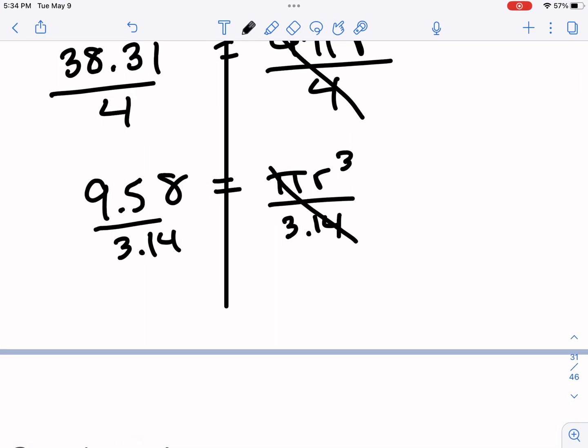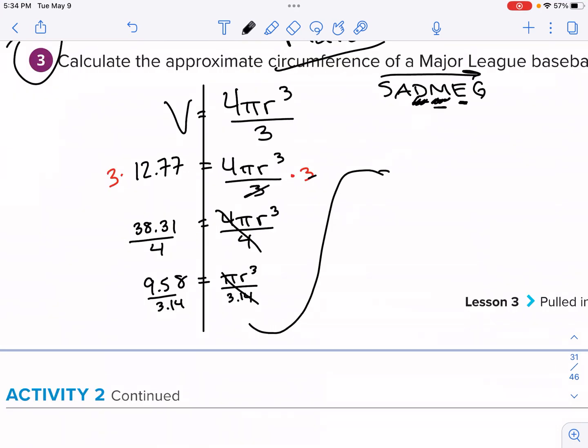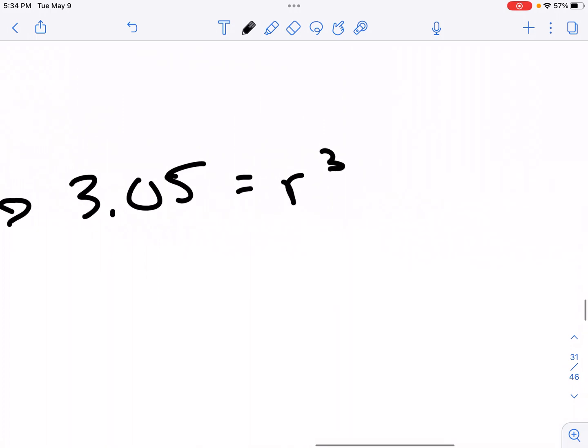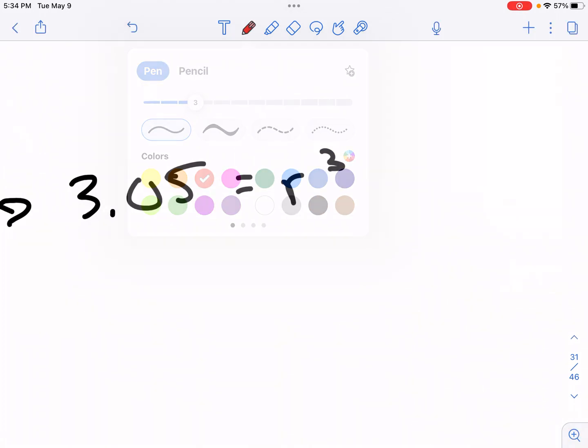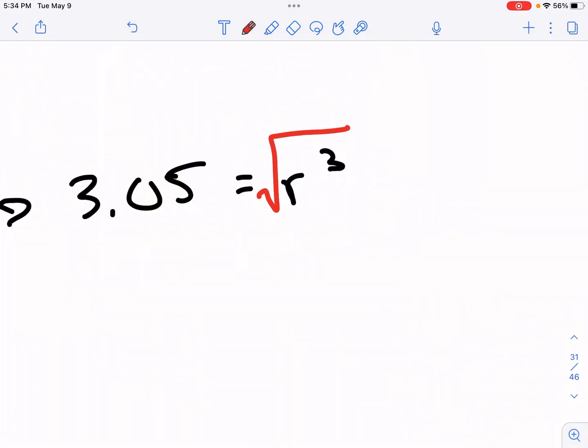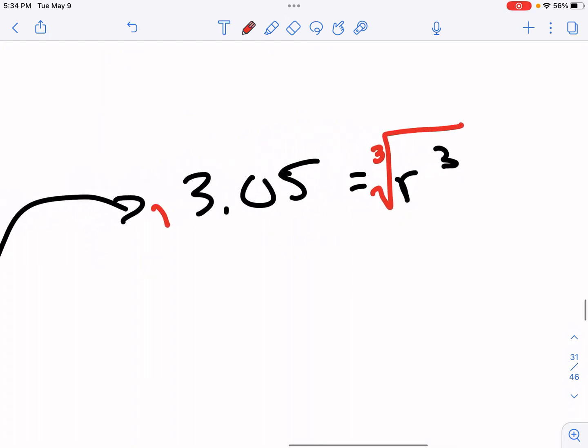All right, running out of room. 3.05 equals r cubed. And if you remember, now here's the thing that's a little bit new. We're taking the cube root, which looks like a square root with a tiny 3. We're trying to figure out what number, if you multiply it by itself three times, equals 3.05.